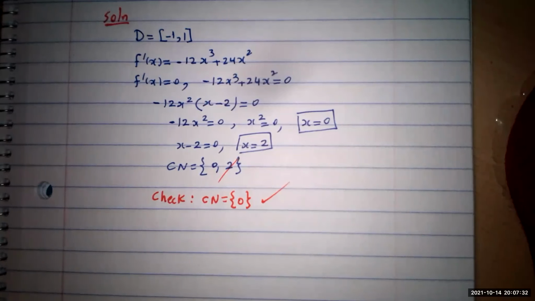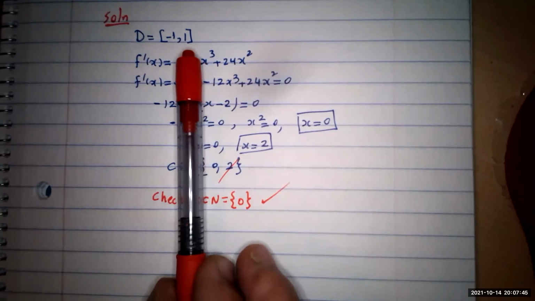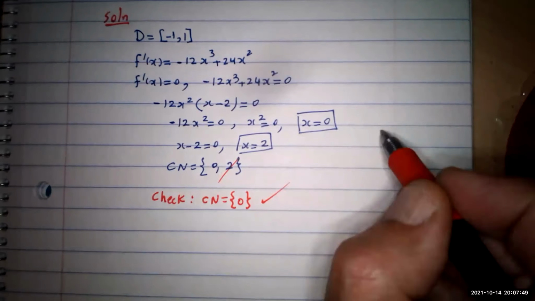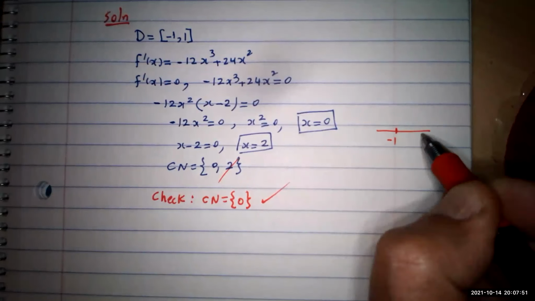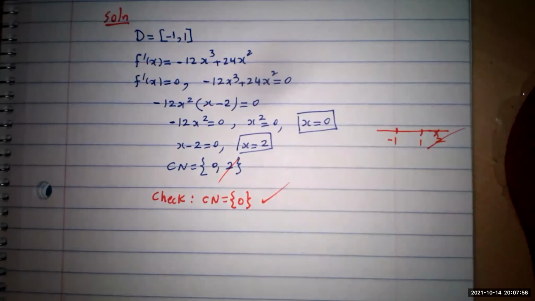So you cross out the highest value between the two? No. You cross out whatever is not inside. You see what your domain is now? Your domain is negative 1 to 1. So 2 is not between them. Everything in this interval, you are going to accept. 2 is out. So that's why we say check, to make sure. Any question?